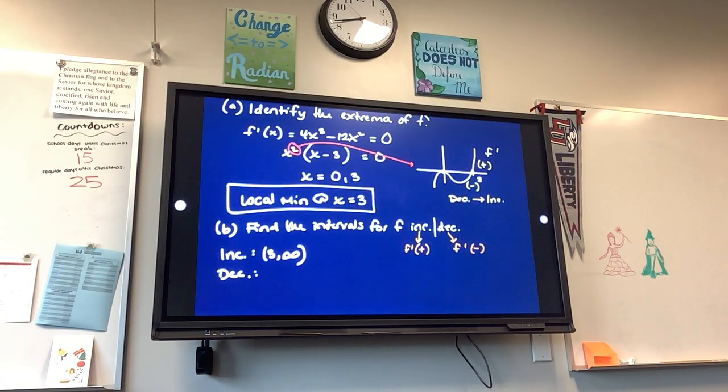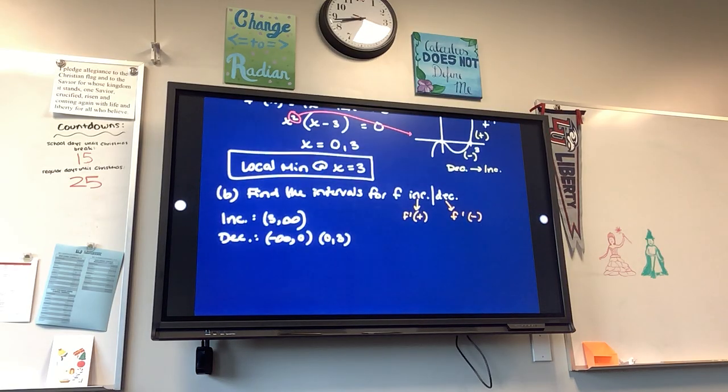Now for decreasing, the question is, where is f prime negative? So what is the first interval? Negative infinity up to where? No, you have to break it up. 0. You have to stop it at 0 because at 0 it is neither positive nor negative. And then you pick it up and say from 0 to 3. Okay, moving right along past that one, that's a pretty simple answer.